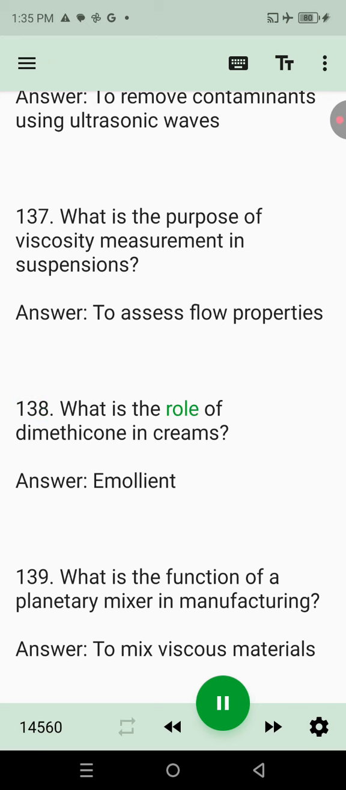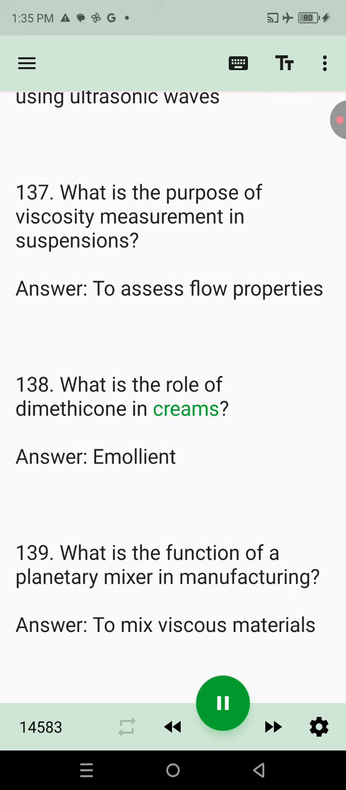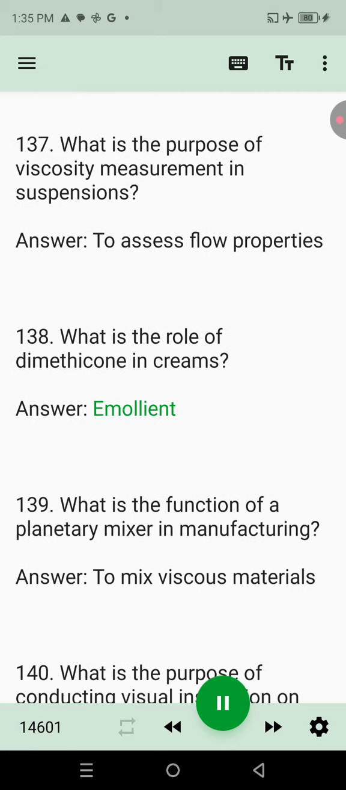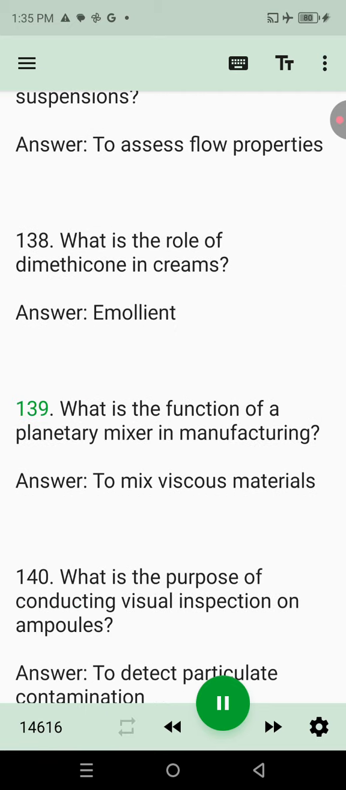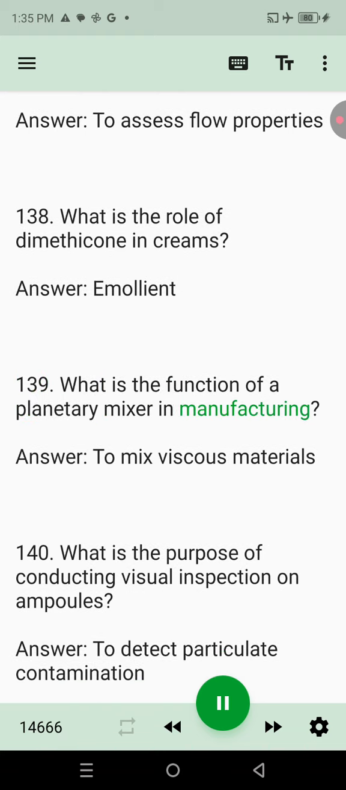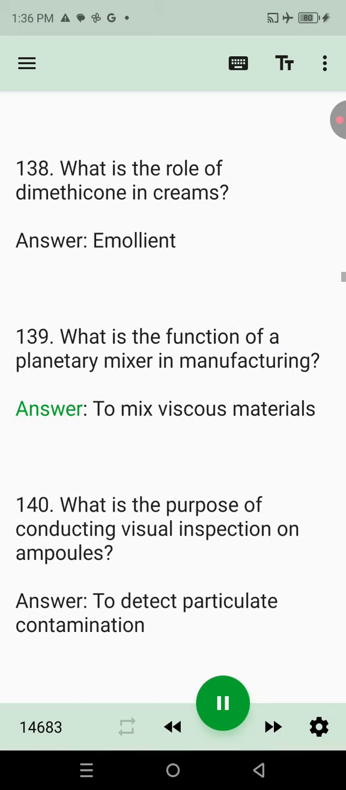138. What is the role of dimethicone in creams? Answer: emollient. 139. What is the function of a planetary mixer in manufacturing? Answer: to mix viscous materials.